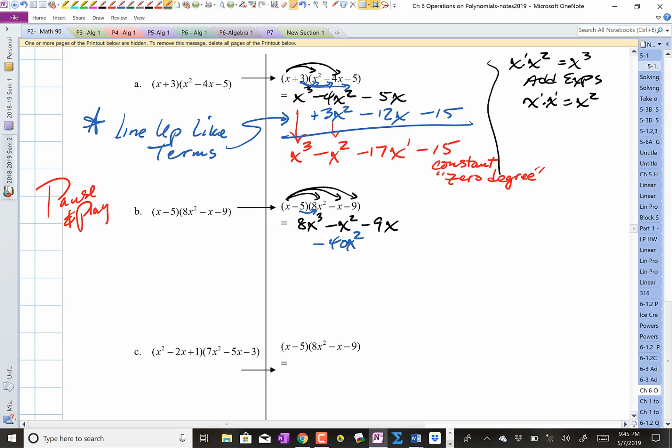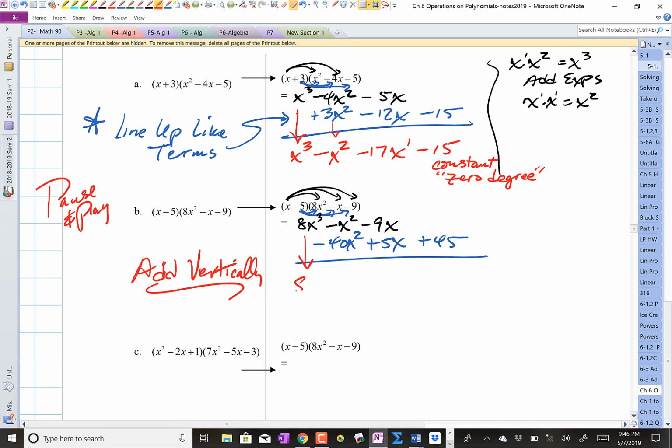And notice how I line up the square terms, or the second degree terms. Negative 5 times a negative x is a positive 5x, because a negative times a negative is a positive. And then negative 5 times negative 9 is positive 45. And then you add vertically. I'm writing down a lot of notes so you guys can remember what I say. Okay, so here we go. We got 8x cubed. Minus 1 and a minus 40 is a minus 41x squared. All right, and then a negative 9 and a 5x is a negative 4x, and then plus 45.